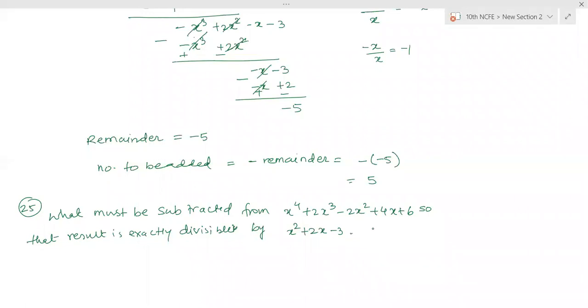Ma'am, what is it? 6s to the power 50? Huh? What? 6 is equal to 0. Nothing here, nothing is there. That is something else.